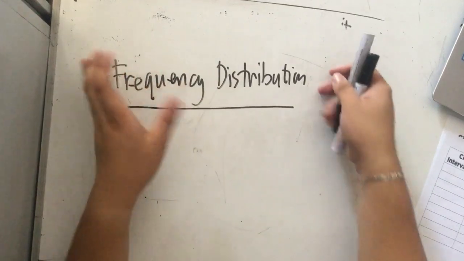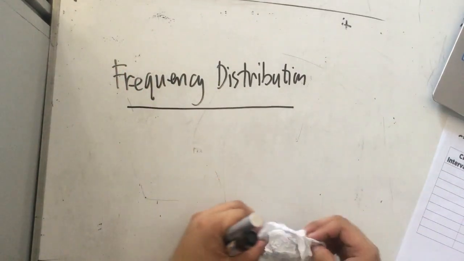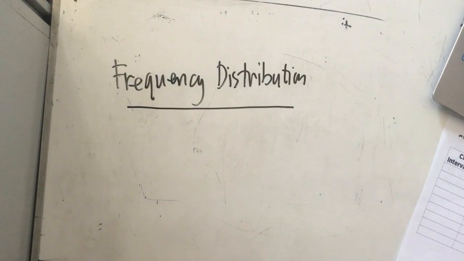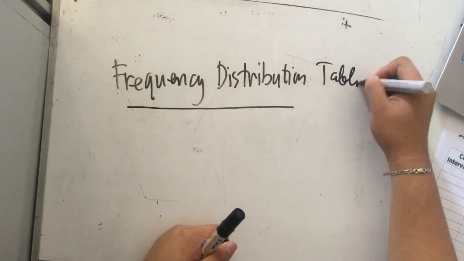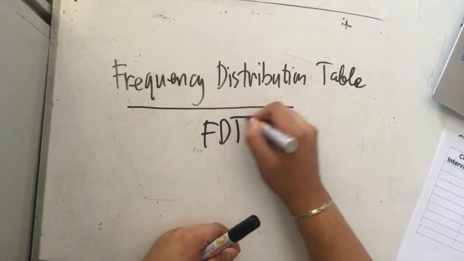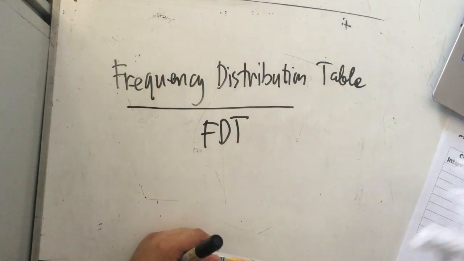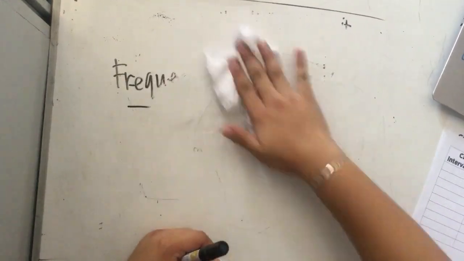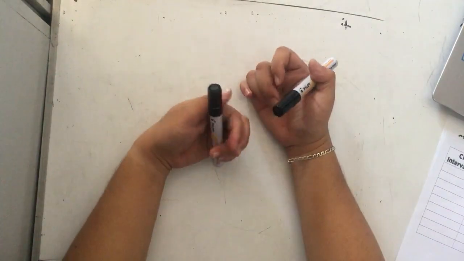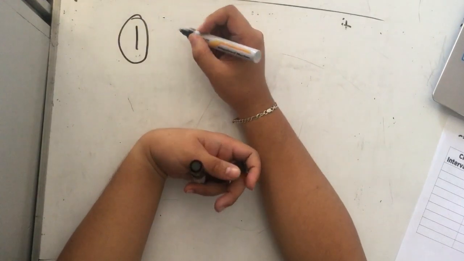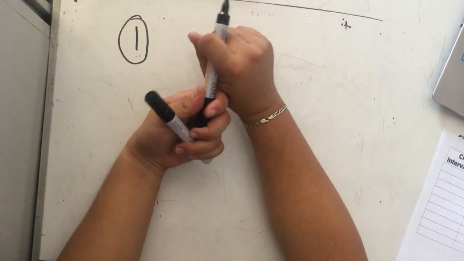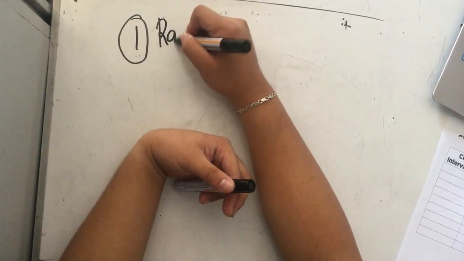So, in order for us to create this frequency distribution, we do use a table, okay, and we call that our frequency distribution table, or we call that our FDT. Okay, so in order for us to create this table, we follow different steps in construction of this table. So first step in construction of the frequency distribution table, we determine the range.